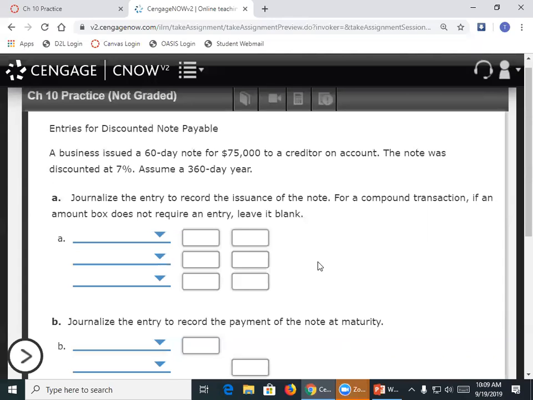So the principal or face value is still $75,000, but the amount that we're giving them, in this case on account, the amount that we're going to debit, we're going to take the $75,000 minus $875. Okay, so the proceeds of this note, $74,125. So the proceeds, or the amount that they're getting, is the face value minus the discount.